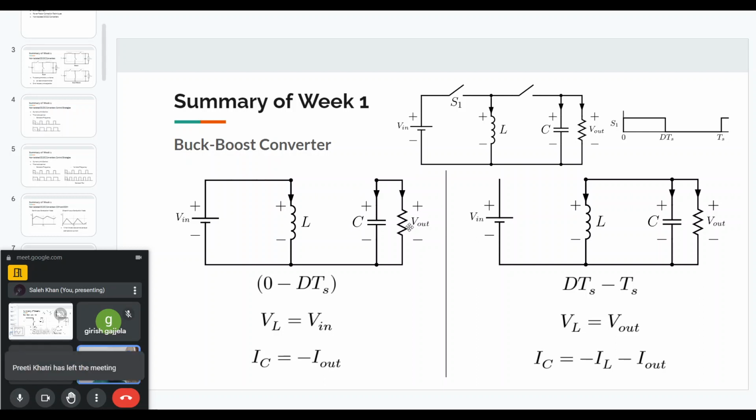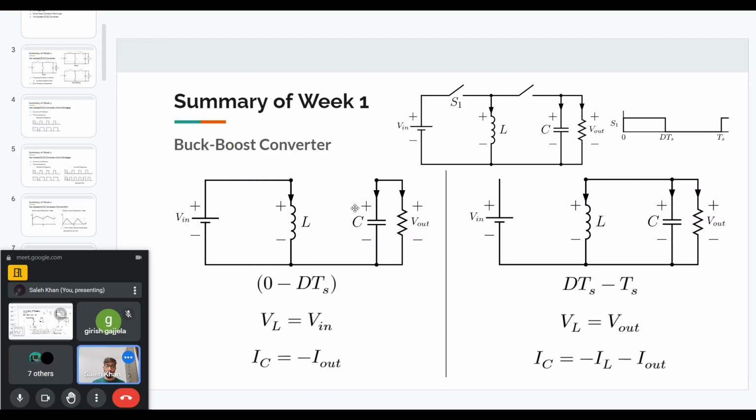Because in this duration, the current that is flowing through IC... if I just use KCL at this node, I will find out that IC plus I out is equal to 0. So IC is equal to minus I out. Okay, so that's I guess the simplest way to understand that IC is equal to minus I out in this interval.